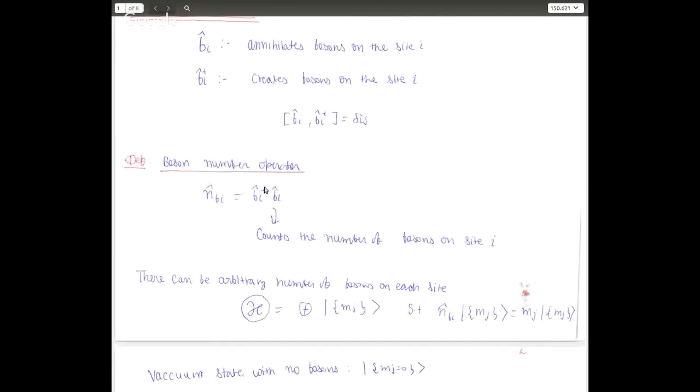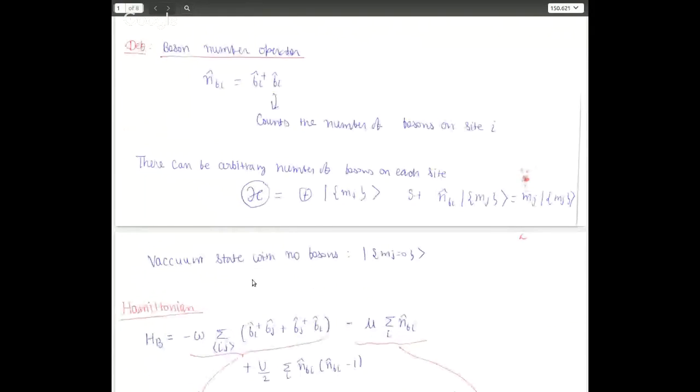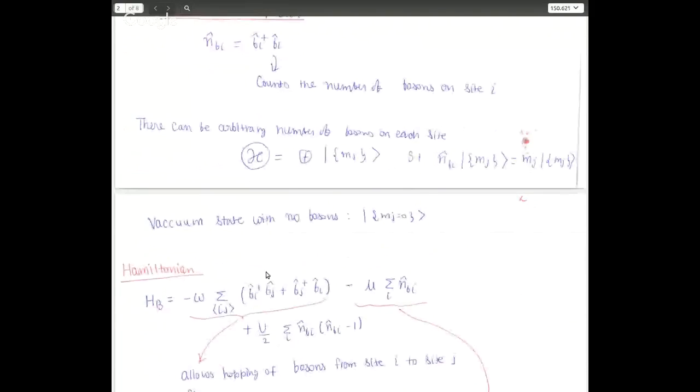Further, we define something called the boson number operator, b_i dagger b_i. This basically counts the number of bosons on site i. On each site i, there will be some fixed or sometimes variable number of bosons, and you count this using the boson number operator. And if you sum over all possible i, then you get the total number of bosons in the lattice system.